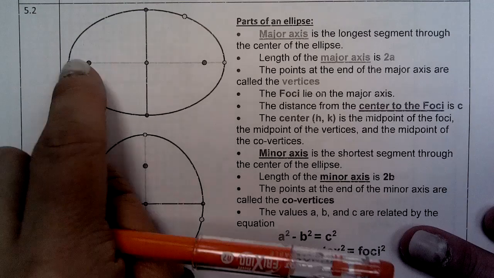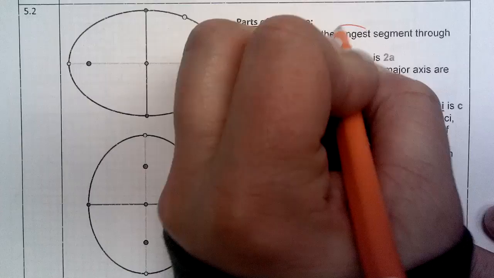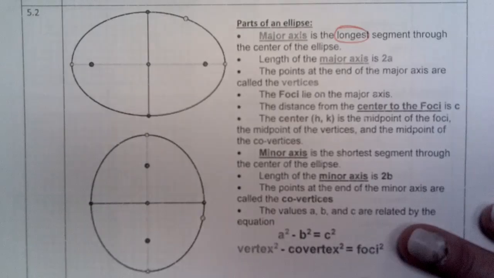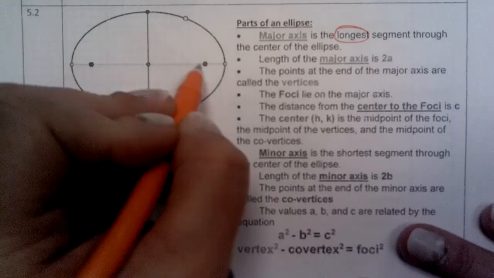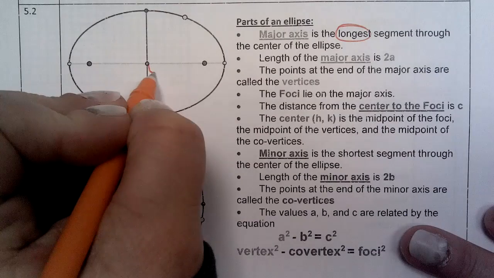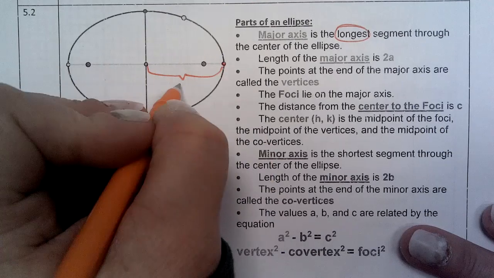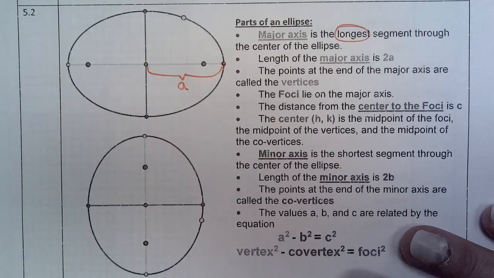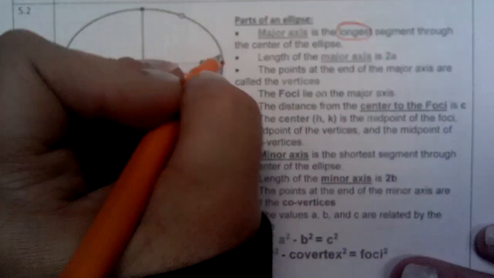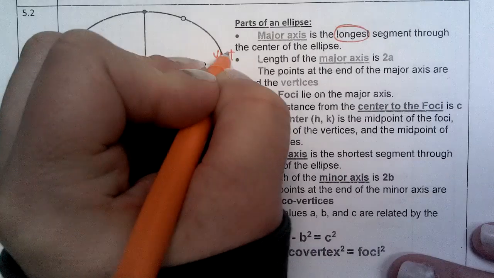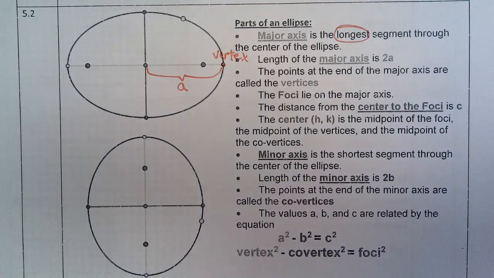So we have a major axis. The major axis is always the longest. The length of the entire major axis is 2a. So from the center to a vertex is a. Okay, so this point on my longest axis is called my vertex.